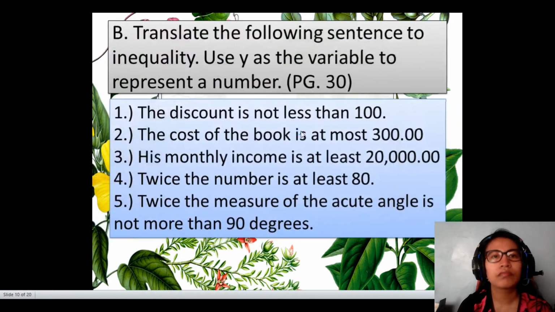Next, that is 2A. Then we also have the learning task 2B, the same page, page 30. Translate the following sentence to inequality. So your learning task 2A is equation. This learning task 2B is inequality. So this is the time you use the less than, greater than, less than or equal to, greater than or equal to. And this time, it requires you to use y as the variable. So not x. This time you will use y for 2B. Learning task 2B, numbers 1 to 5 only.